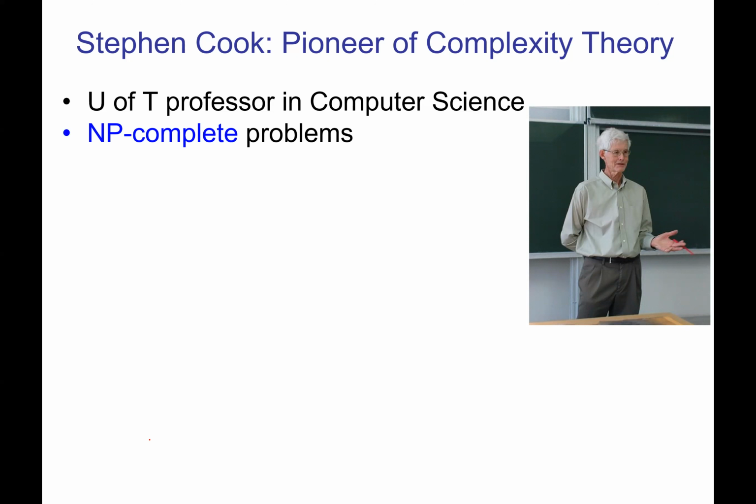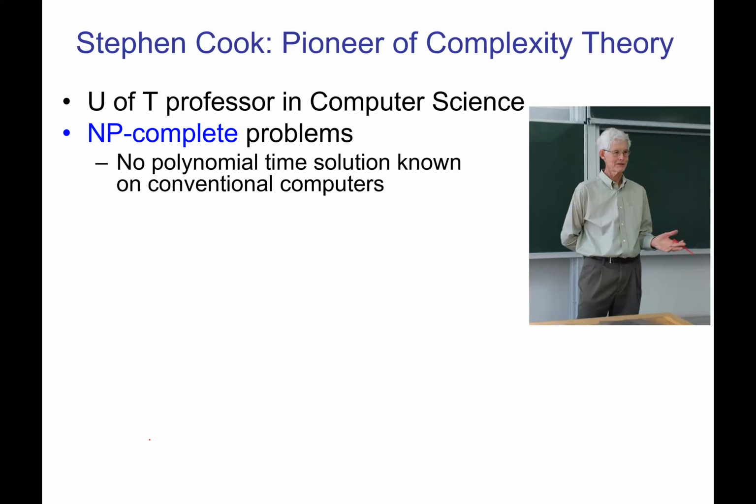His research area is NP-complete problems, which are basically, I talked about computationally hard problems. Those can be divided into even finer categories, but NP-complete problems are a major class of computationally hard problems. So NP-complete is almost a synonym for computationally hard. It means no polynomial time solution is known on conventional computers. Okay, so maybe quantum computers in some cases could do it in polynomial time, but not conventional computers.